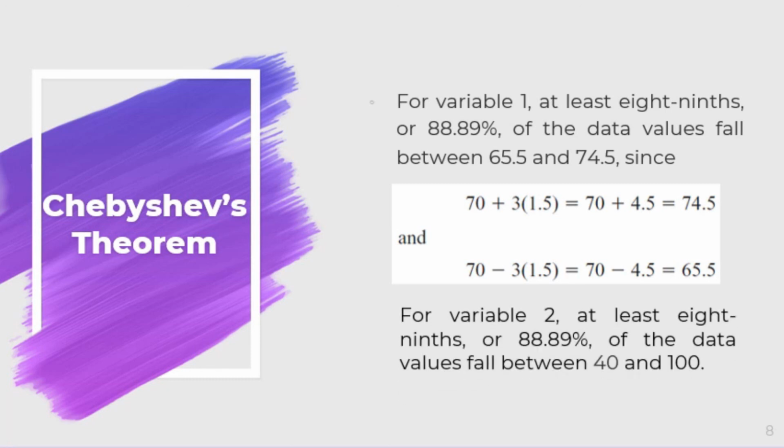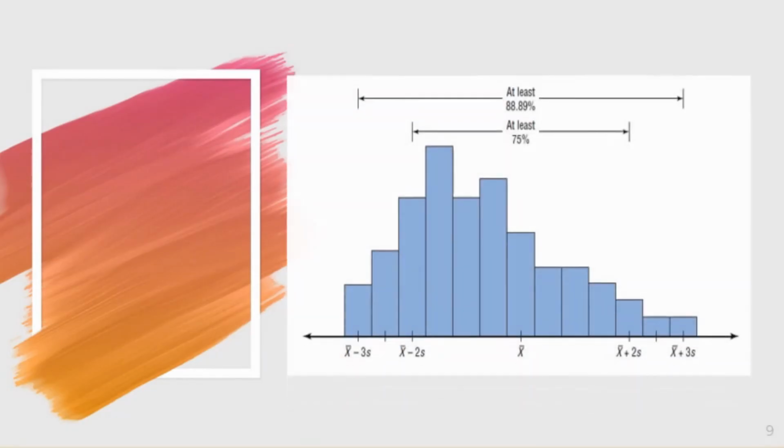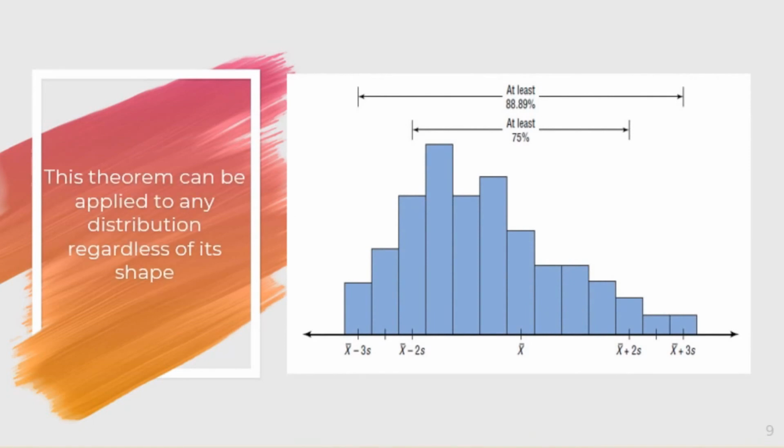For variable 2, at least 89 or 88.89% of the data values fall between 40 and 100. These theorems can be applied to any distribution regardless of its shape, as seen in this figure.